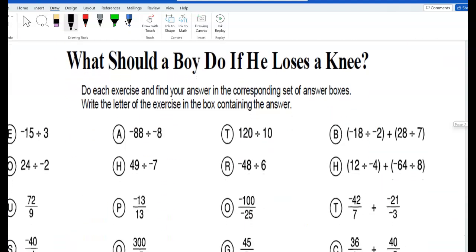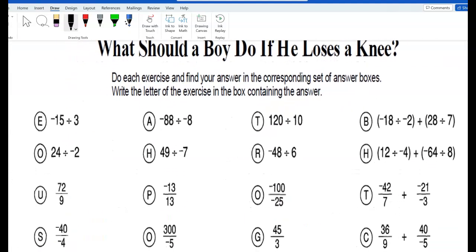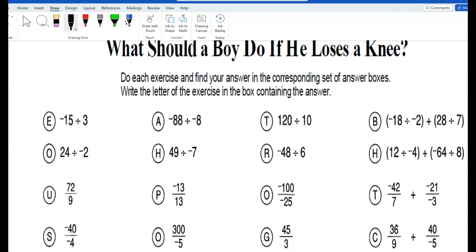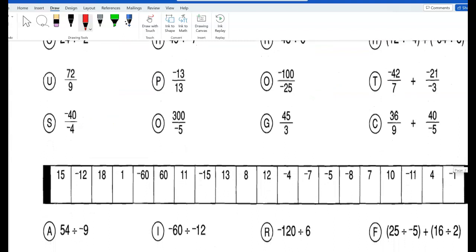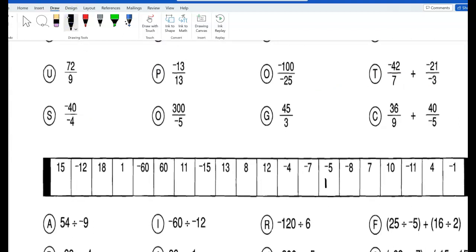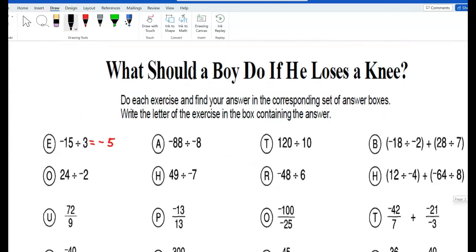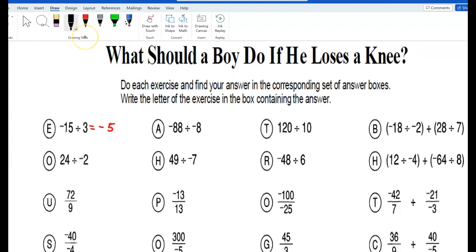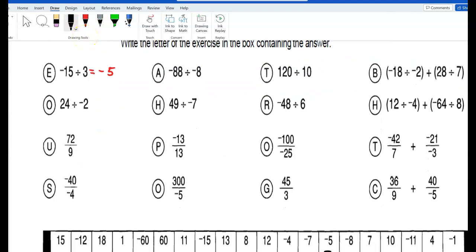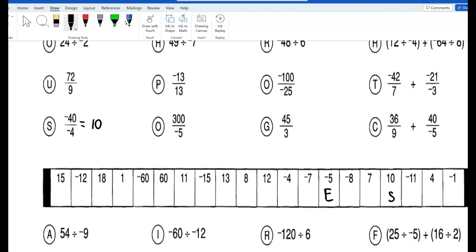Okay? Then you're going to flip over to the back side, and you're going to do something similar, but with division, right? So negative 15 divided by 3, that is only 1 negative, so that's negative 5. So you find negative 5 on the bottom here, and you write E. And then something like negative 40 divided by negative 4. Those are 2 negatives, right? So my answer is positive 10. So you find 10 on the bottom and you write S.